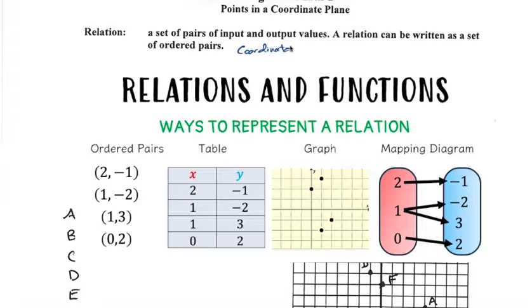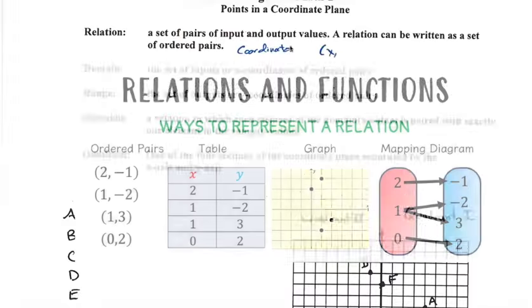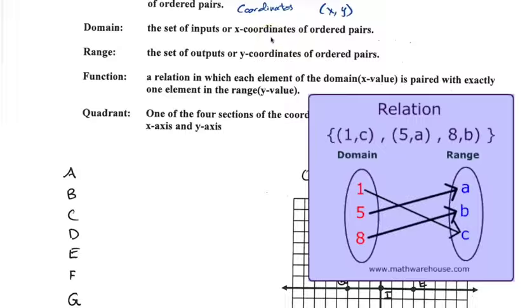So you'll see an x value and a y value. Domain is a set of all input values. This is all the x values. These are going to be all the input values we get in. And then our output values, also known as the range, are going to be our y values.